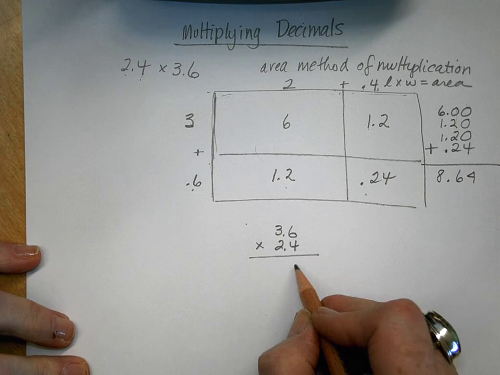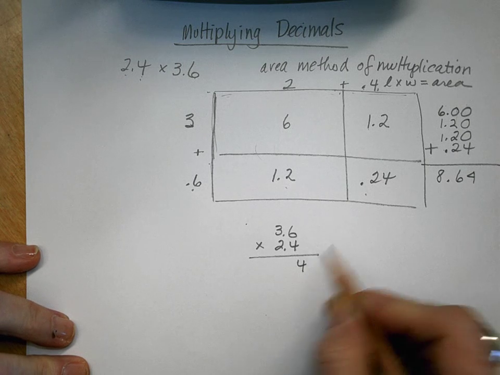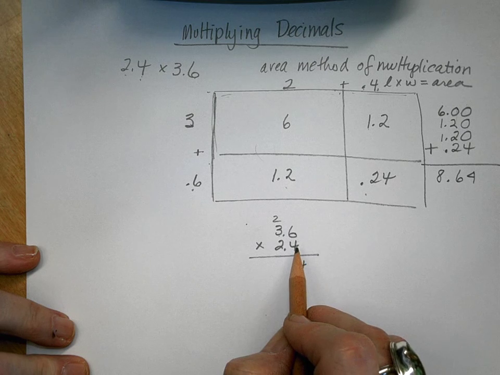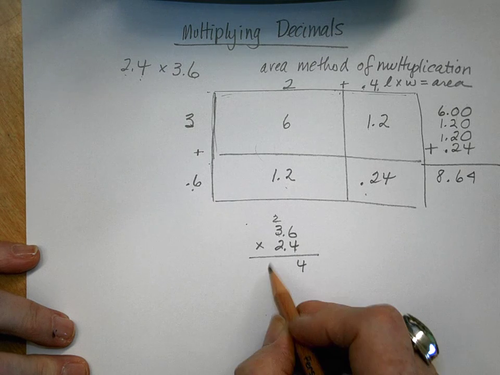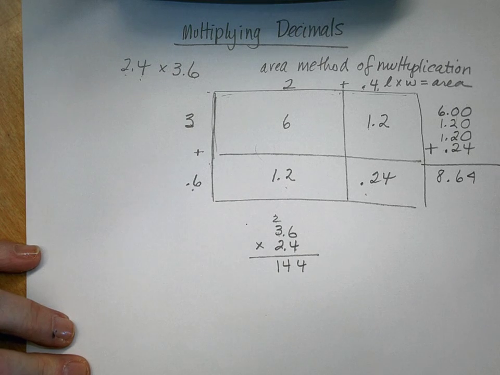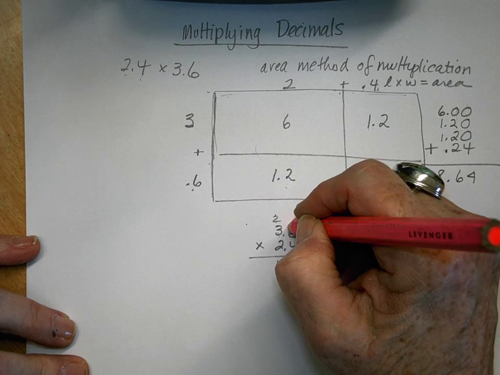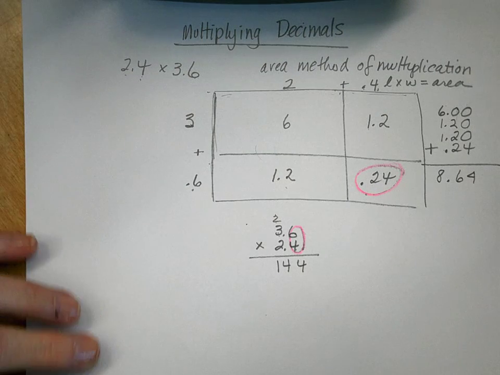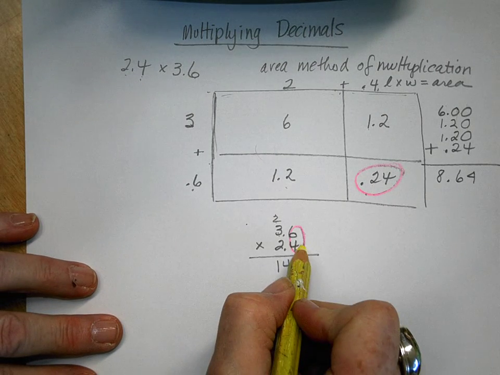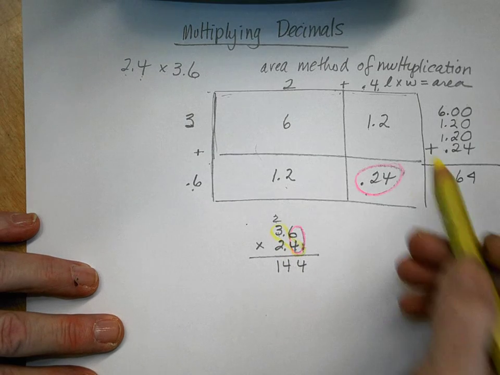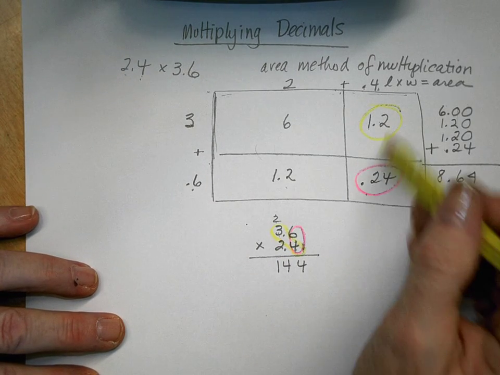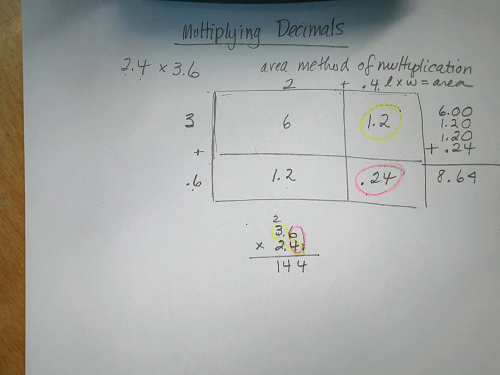4 times 6 is 24, so I put down my 4, carry the 2. 4 times 3 is 12, plus 2 is 14. Now, what I've really done right here, this part is this part. This part is this part. And I've added those up without a decimal point yet.